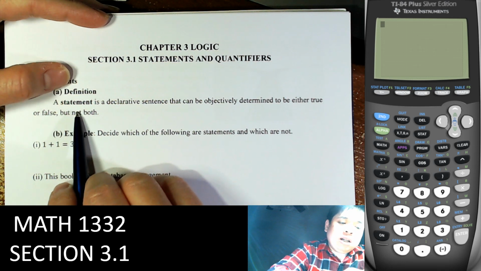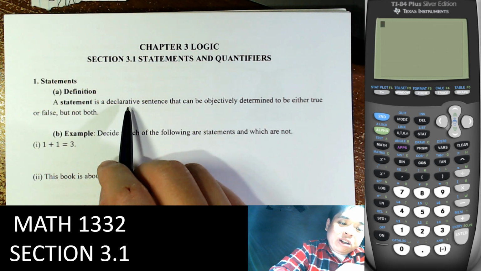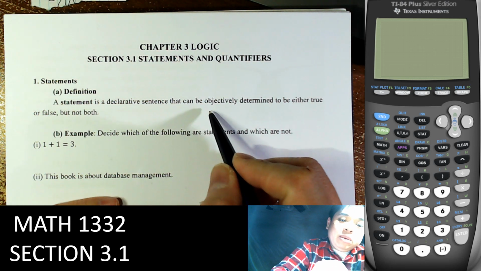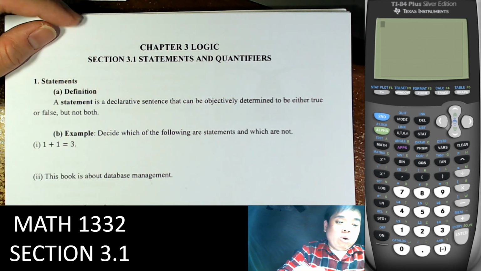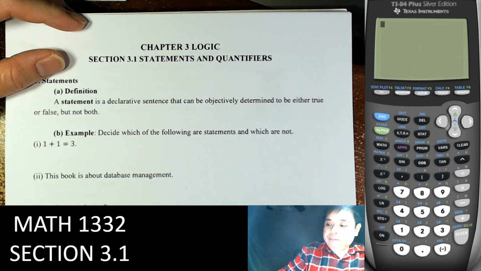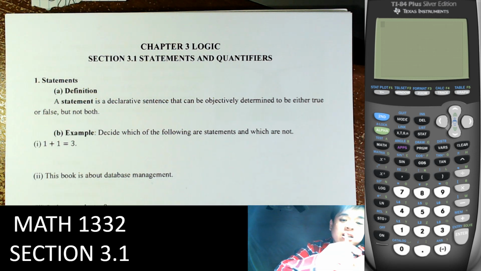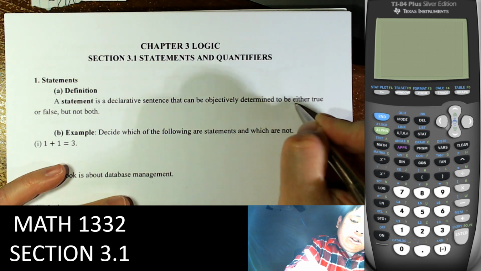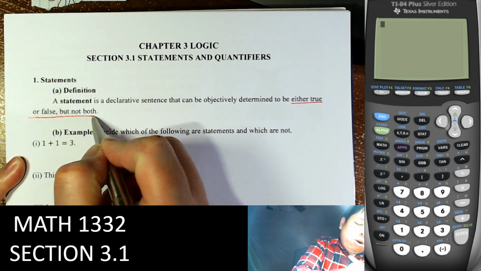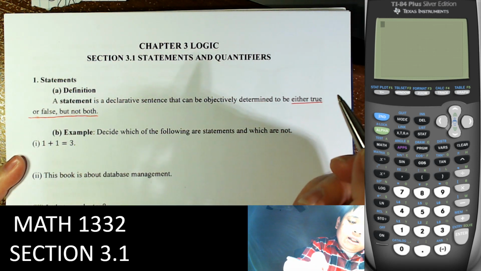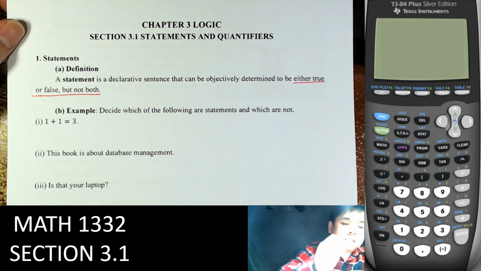So a statement is a declarative sentence that can be objectively determined to be either true or false, but not both. So we can verify that a statement is either true or false, but not both. Right, so here's some examples.